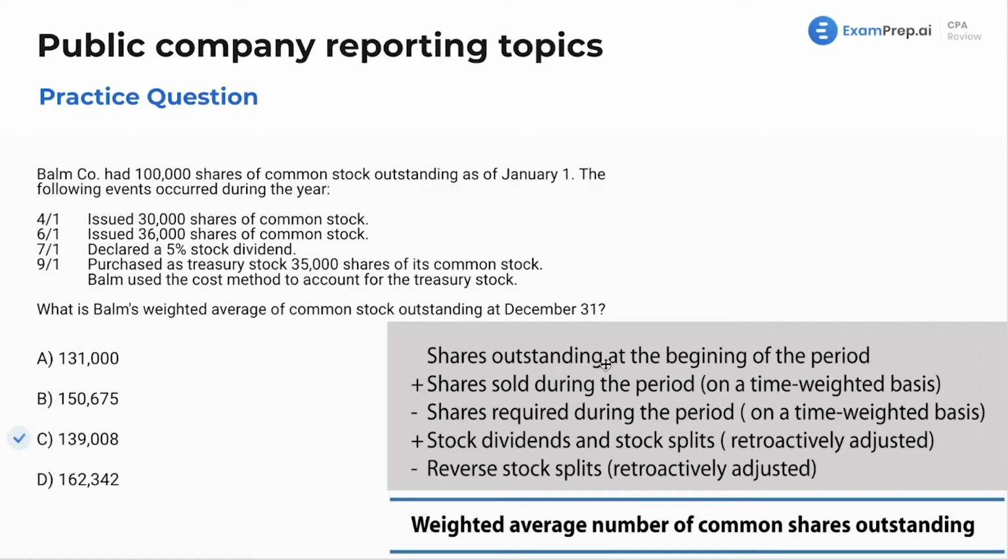We start with our beginning balance. We add in shares sold during the period, so meaning issued. We subtract shares acquired during the period, so share buybacks, which in this case we purchased back 35. We add stock dividends and stock splits, which we did apply retroactively. And we subtract out reverse stock splits, which is another form of share buybacks, but you're reducing the amount of shares by a certain percent.